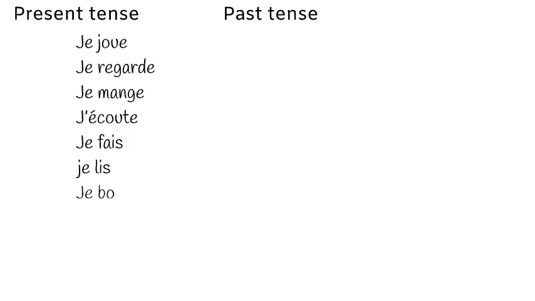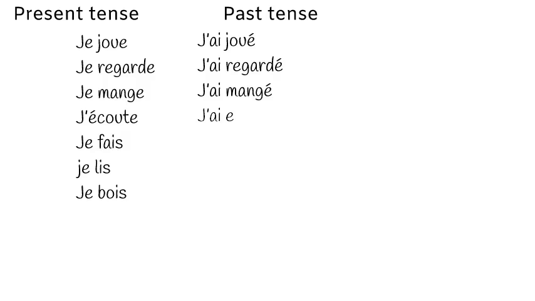And in the perfect tense, we've already seen the list, but let's look at it side by side. Okay, so j'ai joué. So we've now got j'ai, and we've got the done version of the verb. So we've got joué, regardé, mangé and écouté, and j'ai fait, and j'ai lu, and j'ai bu.